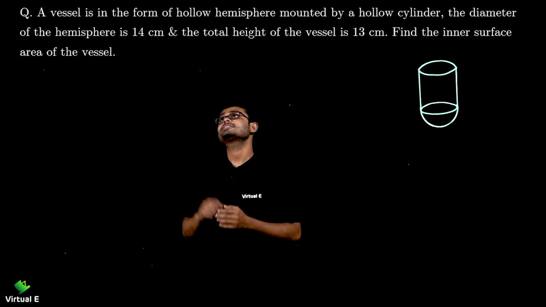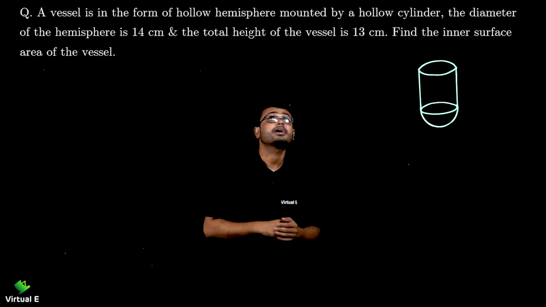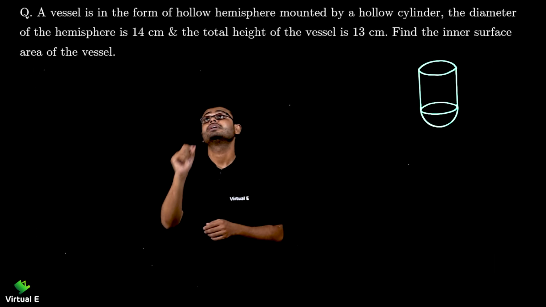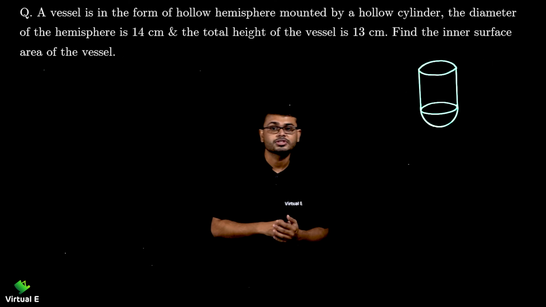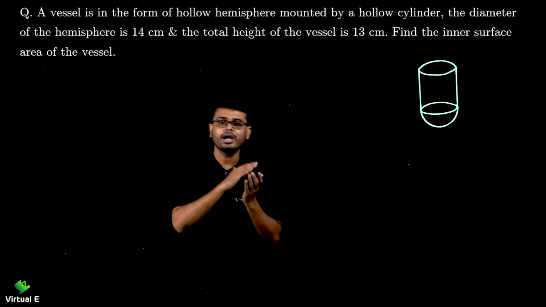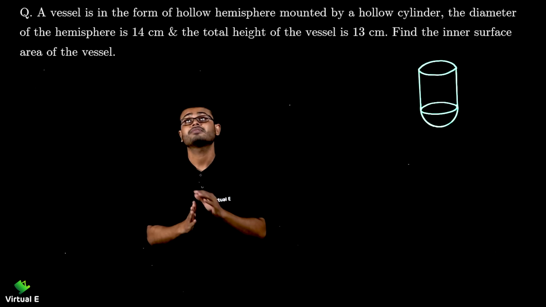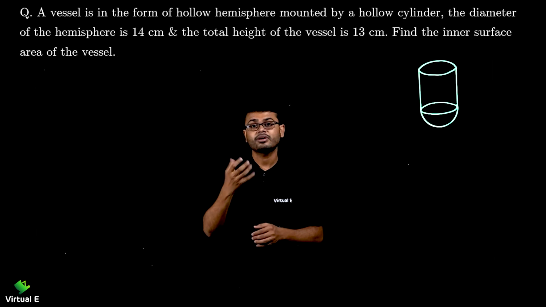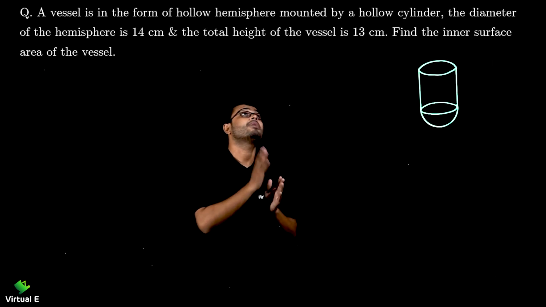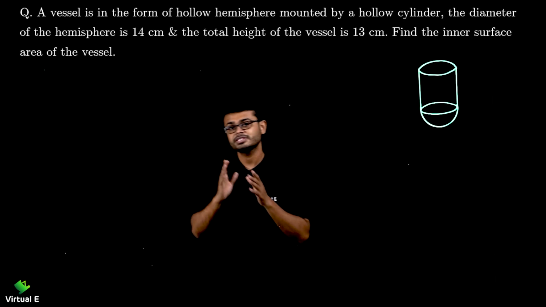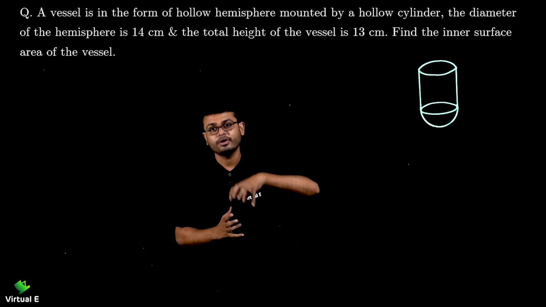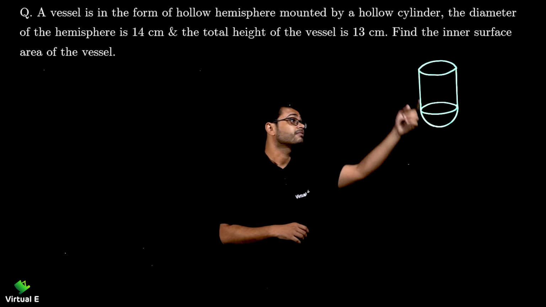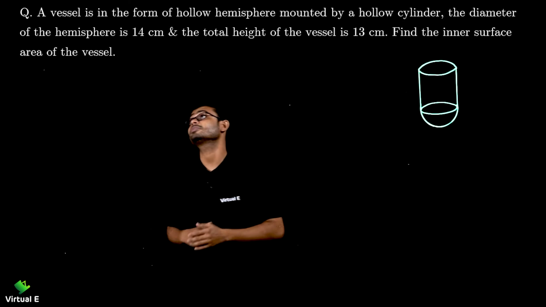A vessel is in the form of a hollow hemisphere mounted by a hollow cylinder. So we have a vessel in the shape of what? Hollow hemisphere. So hemisphere, you have a sphere and you have half of it, which is hemisphere, and it is hollow, means from inside it is empty. Then mounted by a hollow cylinder. So there is one cylinder as well, which is mounted on it, and it is also hollow. So there is one hollow hemisphere and one cylinder. The figure will look something like this. I've drawn it for the purpose of understanding.